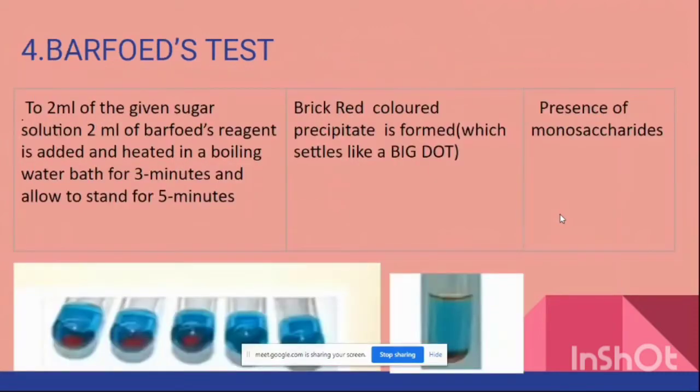Barfoed's test. To 2 ml of the given sugar solution, add 2 ml of the Barfoed's reagent and heat in a boiling water bath for 3 minutes and allow it to stand for 5 minutes. If we get a brick red colored precipitate, which is formed like a big dot at the bottom of the test tube, you can see it in the diagram here in the picture which I have attached. That confirms the presence of monosaccharides.